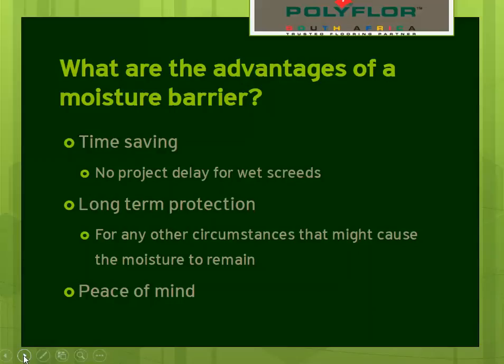So what are the advantages of using a moisture barrier? It is time saving. As previously discussed, we live in an age of fast-track building. Time is money. Building programs do not allow sufficient time for screeds to dry. Specifying a moisture barrier is going to ensure your program is not delayed by a wet screed and your installation is safe from failure. It will also offer long-term protection should your black plastic DPM become compromised.